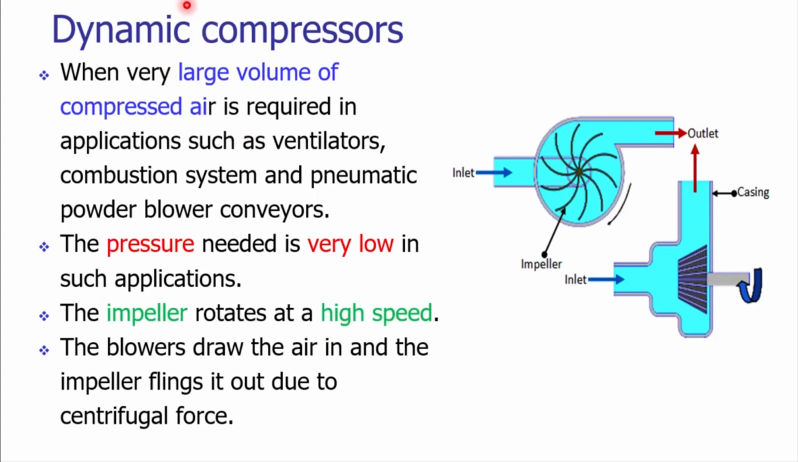The next category of compressor is the dynamic compressor. They are non-positive type. So we are getting a large volume of compressed air, which is in general required for ventilation operation, for combustion systems. To provide the oxygen to the furnace, we need the air. For that operation, we need a large volume of compressed air. We may not require very high pressure, but the volume should be very large. For blowing operations, when we want to blow powder, for that as well we need a very large volume of compressed air.